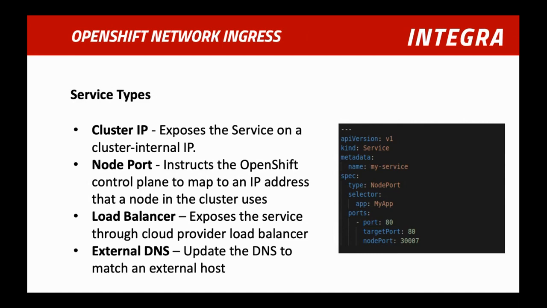Next, we have the load balancer type. The load balancer service type exposes the service externally using a load balancer of the cloud provider. The external load balancer routes the traffic back to the cluster IP, which is automatically created. The external DNS type maps the service to an external DNS name.